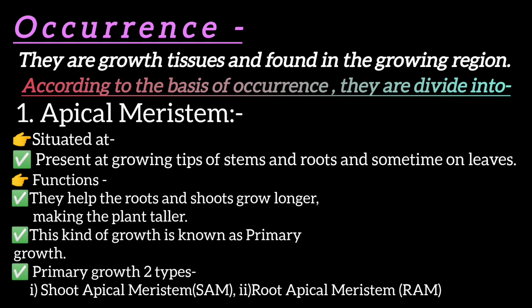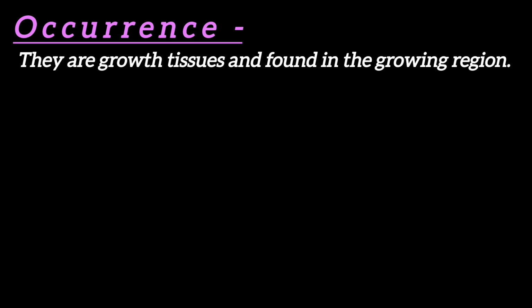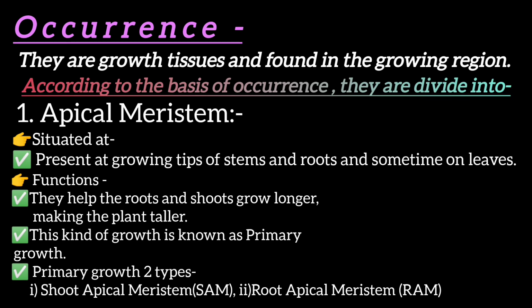First, apical meristem, present at the growing tips of stems and roots and sometimes on leaves. Function: they help the roots and shoots grow longer, making the plant taller. This kind of growth is known as primary growth. Primary growth is of two types: one is shoot apical meristem, and the second is root apical meristem.